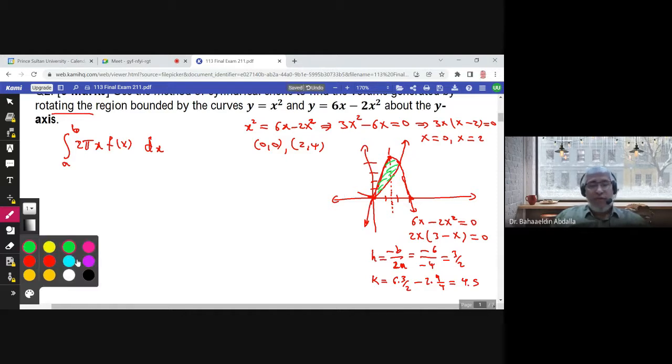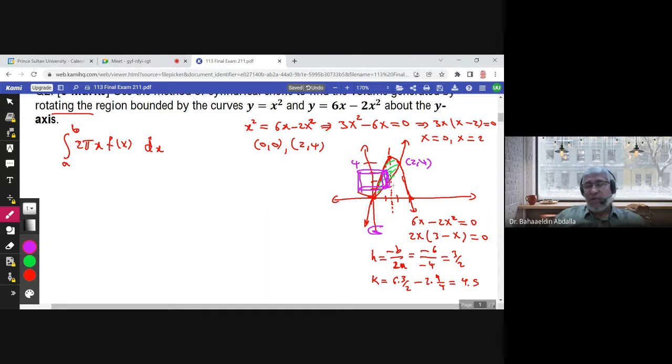And we will use cylindrical shells. While using cylindrical shells, rotation is about the y-axis. So this is the height of the cylinder, okay? And we will have it like this, okay? This is a typical cylinder. So the height is f of x, and the thickness of the rectangle is dx. This is the rectangle in this case. The thickness is dx, okay? And x goes from where to where? From 0 to 2, because this is the intersection point.